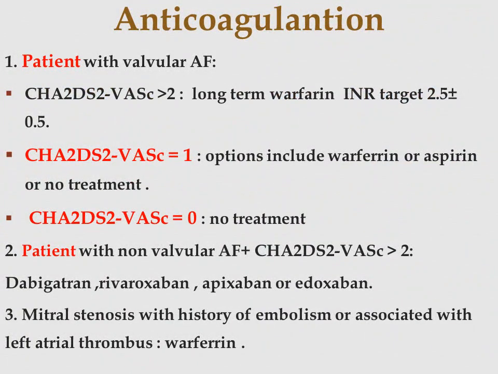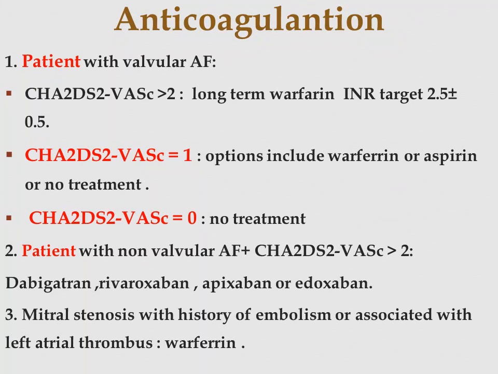Anticoagulation, I'm sorry, it's written wrong. Anticoagulation is given first for patients with valvular AF. In AF, primary prevention of stroke is according to CHA2DS2-VASc. You have to return to your book to measure this score. Long-term warfarin with INR target 2.5 plus or minus 0.5 is for CHA2DS2-VASc more than 2. If a patient has CHA2DS2-VASc equal to 1, options include warfarin or aspirin or no treatment according to the patient.